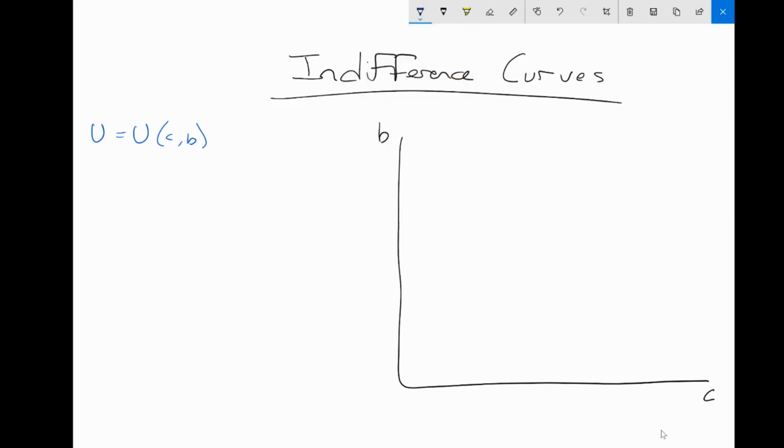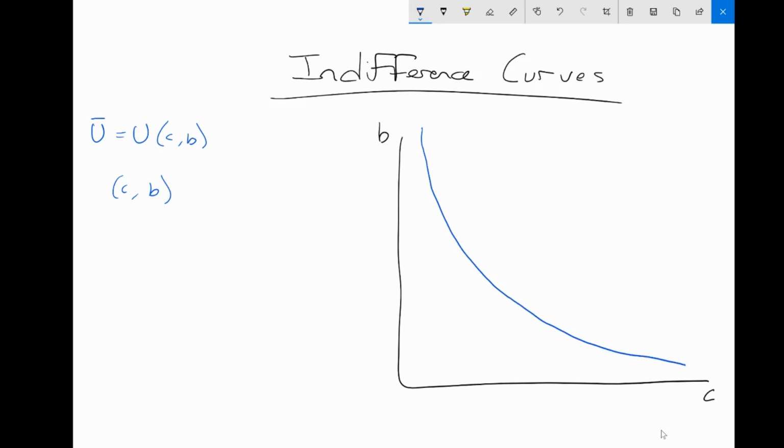So let's say that we have a utility function, a function of coffee and bagels. Then let's say that we held the amount of utility constant, and we wanted to show a graph of all the possible combinations of C and B that would give this agent some fixed amount of utility, U bar. We're going to plot out all the possible combinations of coffee and bagels that give this person the same amount of utility.